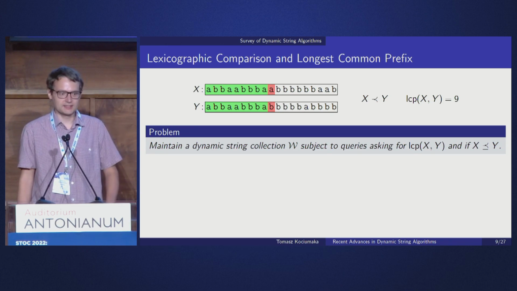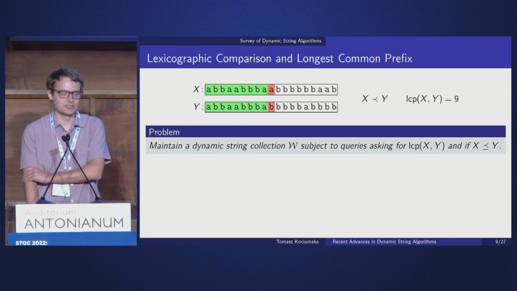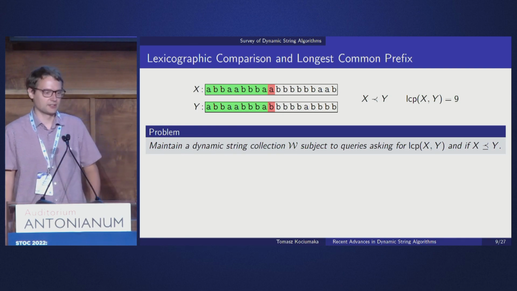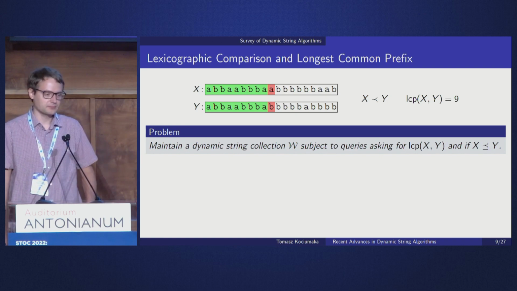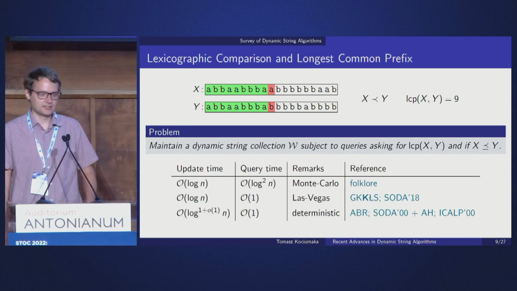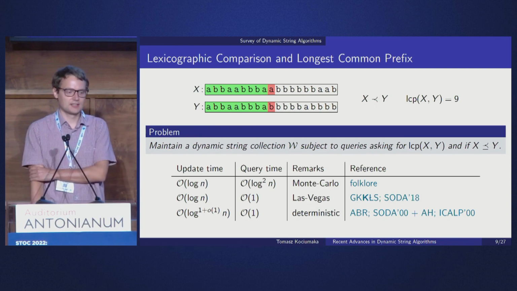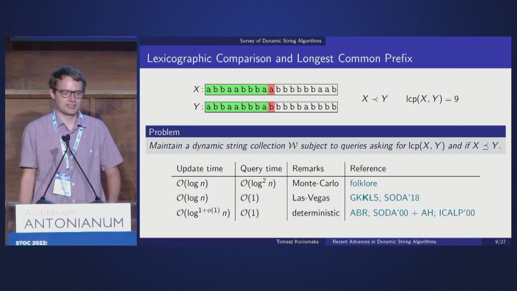And here you can see that thus the longest common prefix length is 9, so the answer to the LCP query is 9, and that x is smaller than y, because the 10th character in x, a, is smaller than the 10th character in y, which is b. And now, the very same data structures from the previous slide can also naturally work for this more general setting. However, for the simple Monte Carlo algorithm, the query time degrades to log squared n.